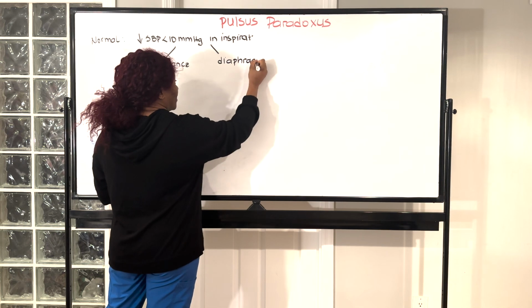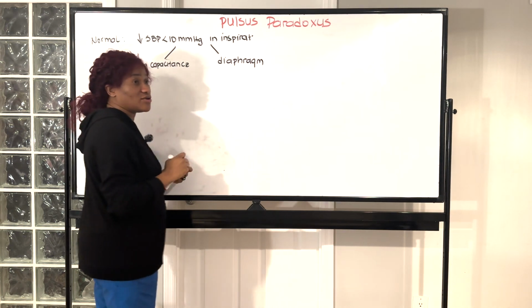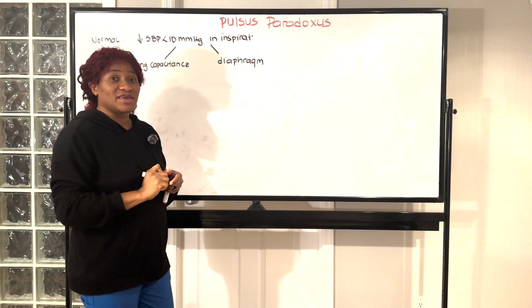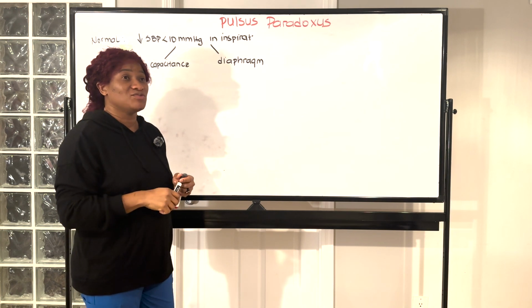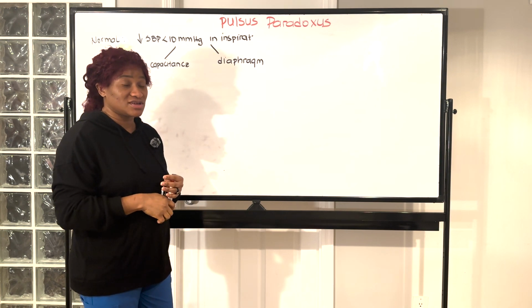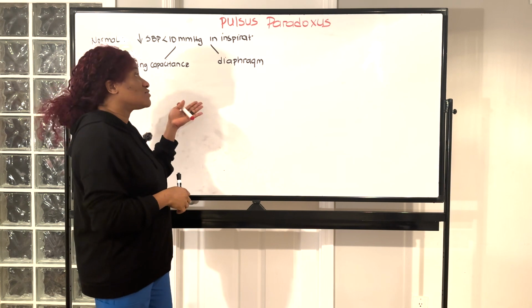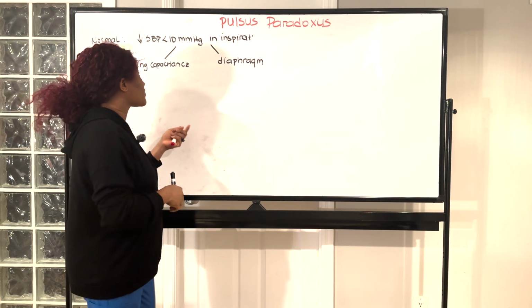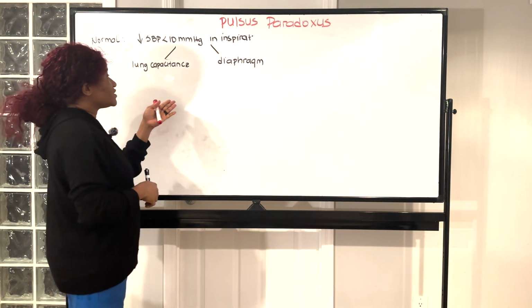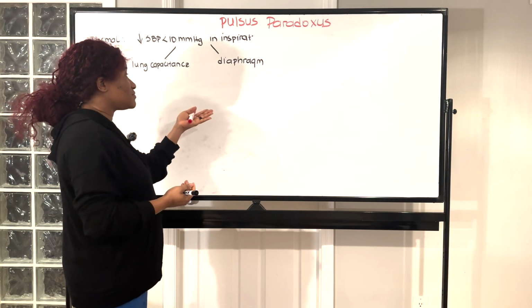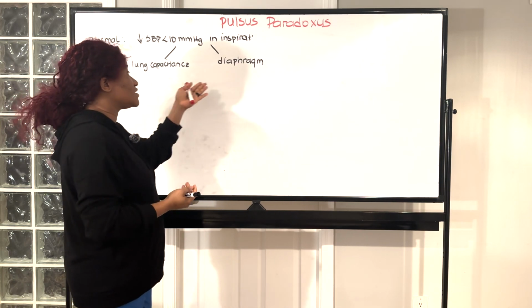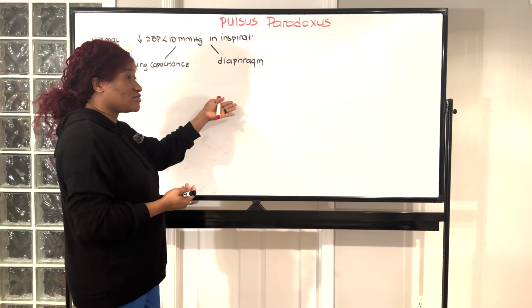Guys, I have uploaded a video about the anatomy of the airway. If you haven't watched that, I highly suggest that you watch it. It's very interesting and it relates to this topic as well. So in normal condition, like we said, we can have Pulsus paradoxus because of the lung capacitance and the diaphragm. Let's start with the diaphragm.